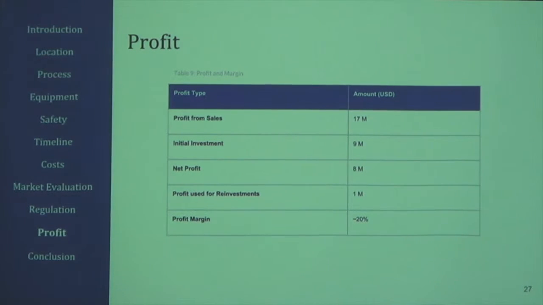So at the end, our profit from sales is estimated to be $17 million, and the initial investment is going to be $9 million, so our net profit is going to be $8 million. And from that $8 million, we're going to use $1 million to reinvest in Dendroline. And the profit margin is around 20%, and that is based on historical data.